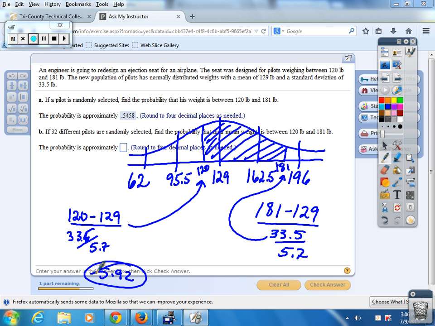Why you setting me up, Miss Josie? Why you doing that? 1.52. Negative? Yes, sir. All right, and then what's this one?